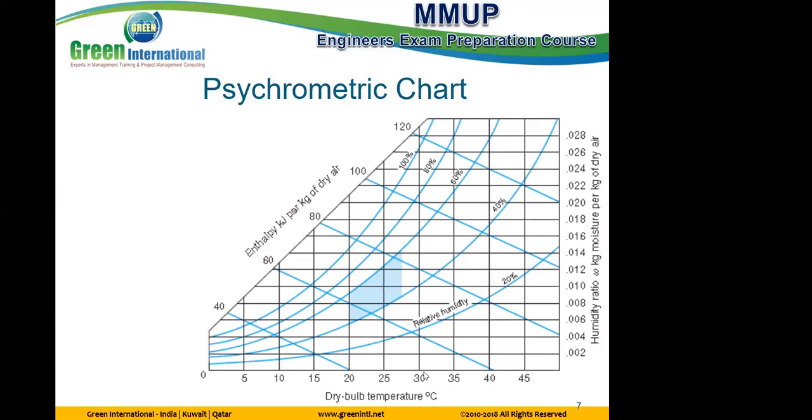Vertical line, this represents dry bulb temperature. Horizontal line, this represents humidity ratio. Humidity ratio, okay, for the horizontal line. Curved line, this represents relative humidity. The last curved line here represents 100% relative humidity, up to this level, okay?